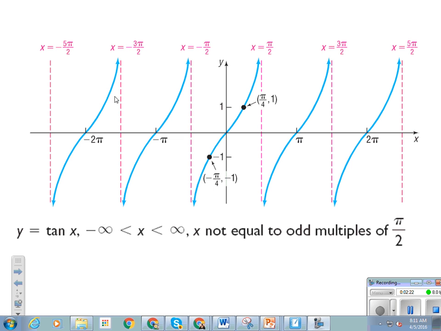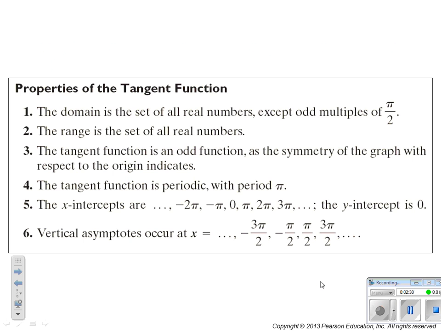And then the range is all numbers between negative infinity and infinity. All right, so that's the tan. The domain is all real numbers except odd multiples of pi over 2. The range is all real numbers. It's an odd function like a cubic, as the symmetry of the graph with respect to the origin indicates. The tangent function is periodic. It's got a period of pi. So it takes from negative pi over 2 to pi over 2. That whole distance on the x-axis is pi. So it gets through one period in a span of pi.